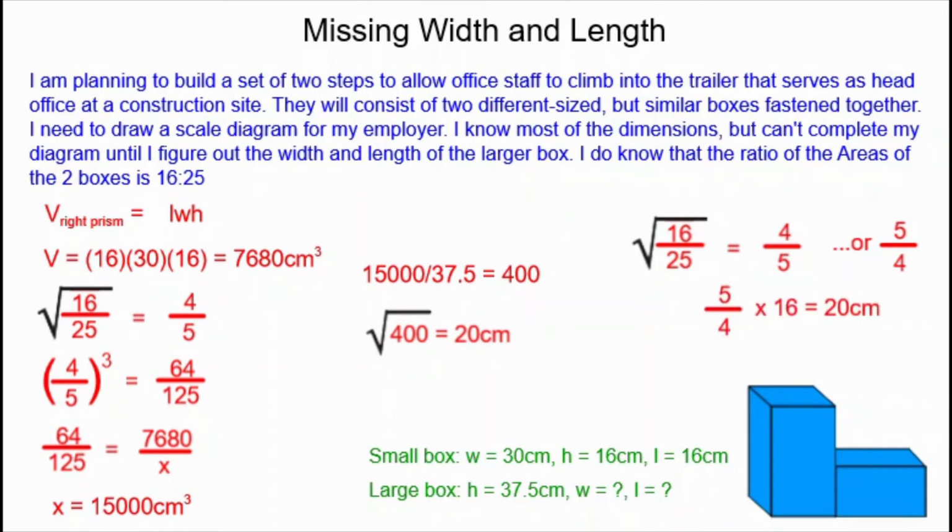If I multiply that by 16, I get 20 centimeters, and that tells me the missing width and the missing length of the larger box. Same answer that I got from my earlier approach, but much fewer steps.